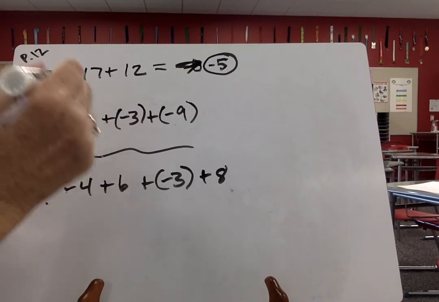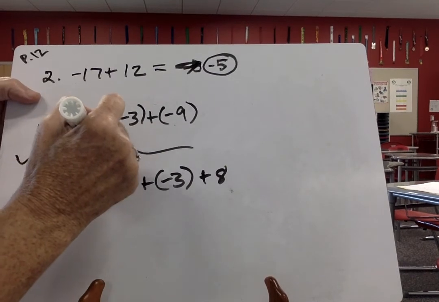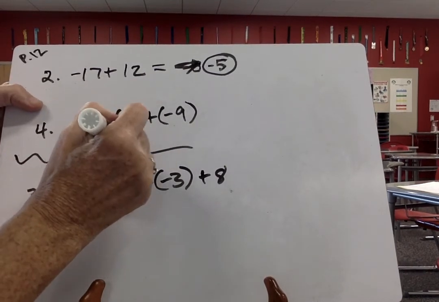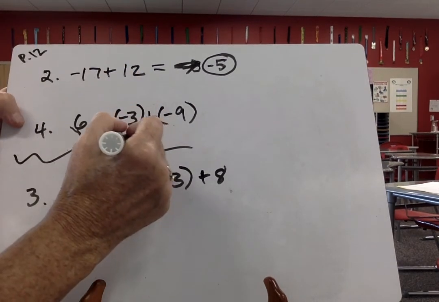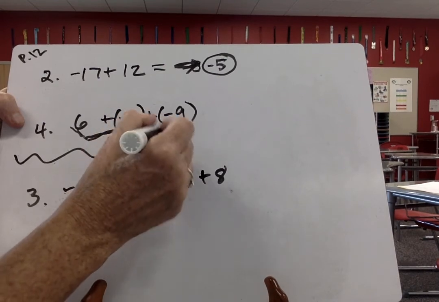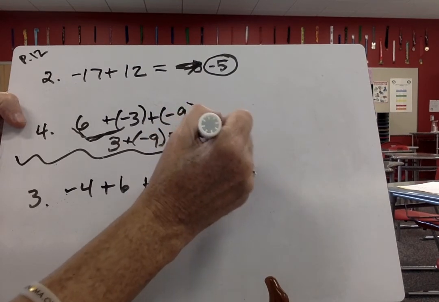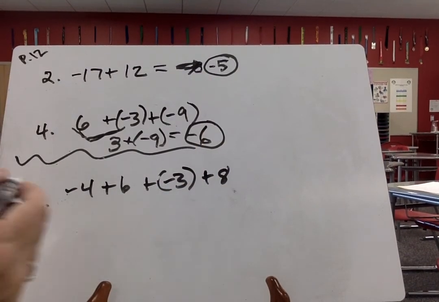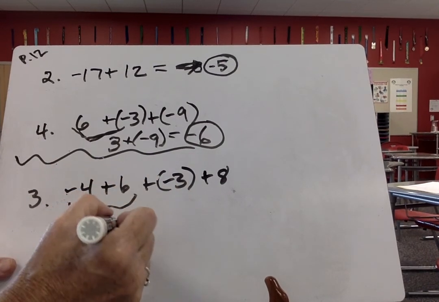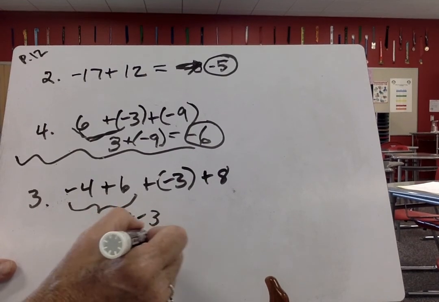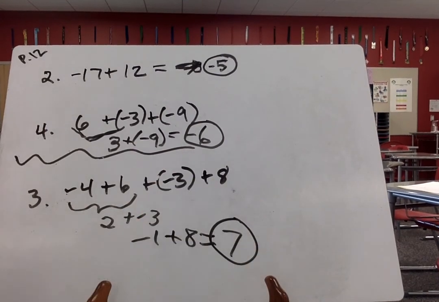Okay, this one, we're going to work left to right for order of operations. This 6 plus negative 3 is going to be positive because 6 is bigger than the absolute value of negative 3, which is 3. And then we go plus a negative 9. Now this negative 9, absolute value is 9. It's bigger than 3, so I know my answer is going to be negative. And it's negative 6. This one, we just work left to right. Negative 4 plus 6. 2 plus negative 3 is negative 1 plus 8, 7. And there you have it.